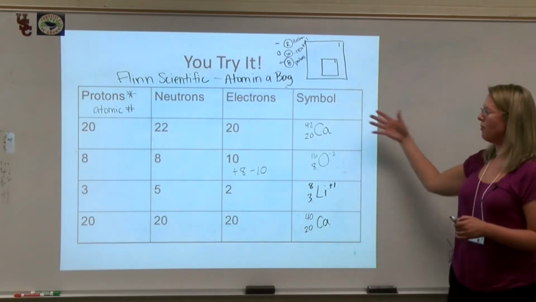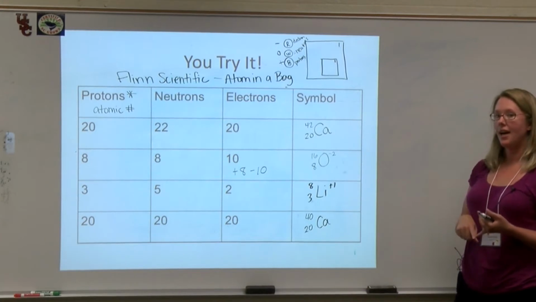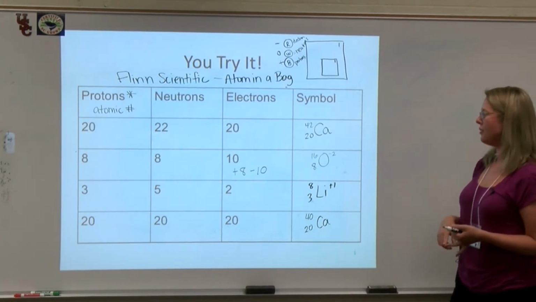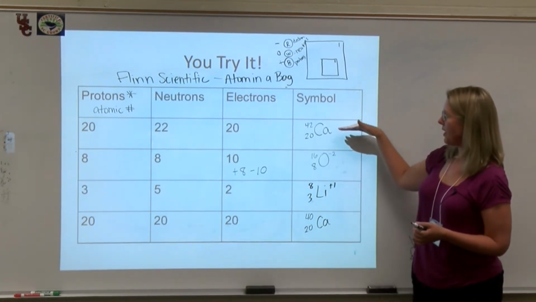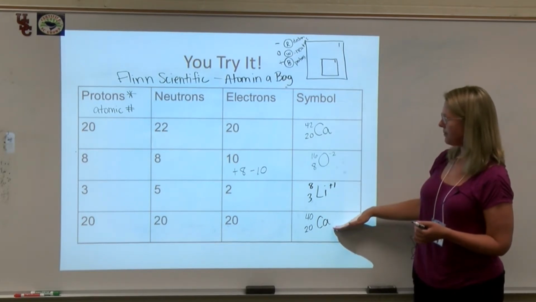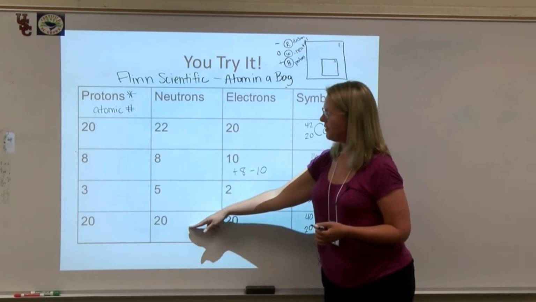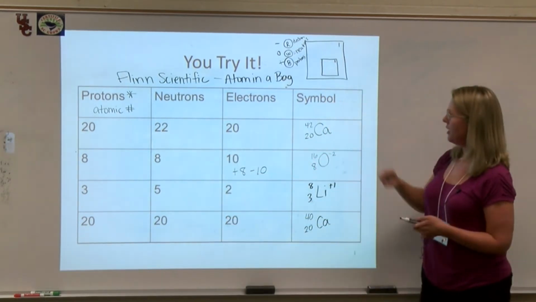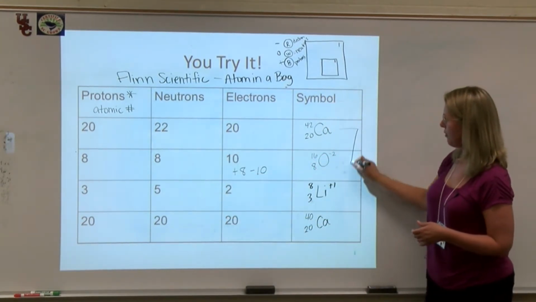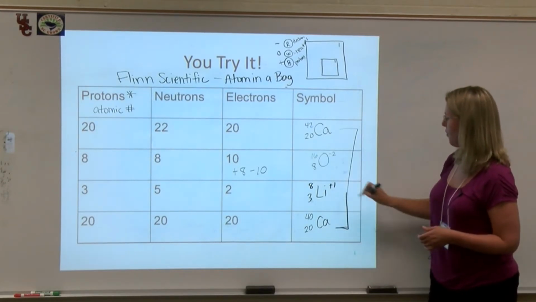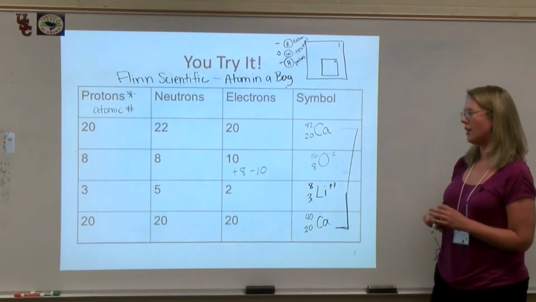And so just from doing 4 examples, we can look at ions and we can look at isotopes. So an isotope is when you have the same atom, but you have different numbers of neutrons, and therefore you have different mass numbers. And so you can see calcium 42 and calcium 40 are both isotopes of one another.